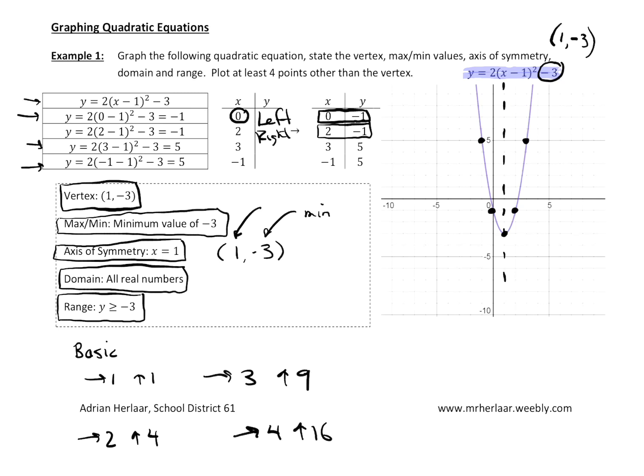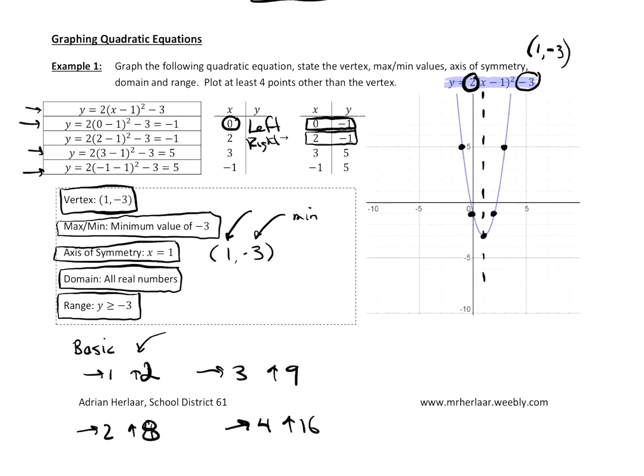But you have to consider your a value. The a value of this graph is a 2. So instead of going over 1 up 1 here, right, we'd go over 1 up 2. And we'd go over 2 up 8. And then you go over 3 up 18. And you go over 4 and up 32. Because you are doubling the output value. And you'll see that happens here.